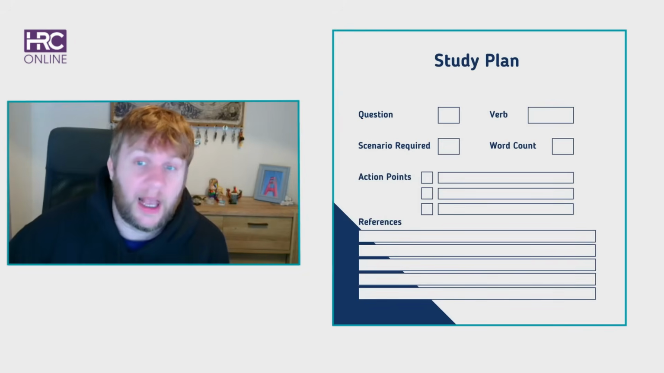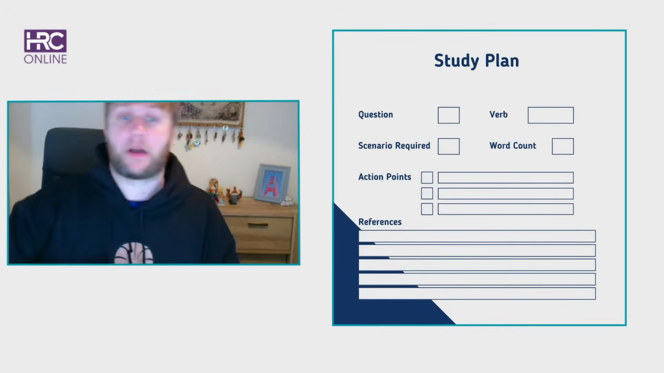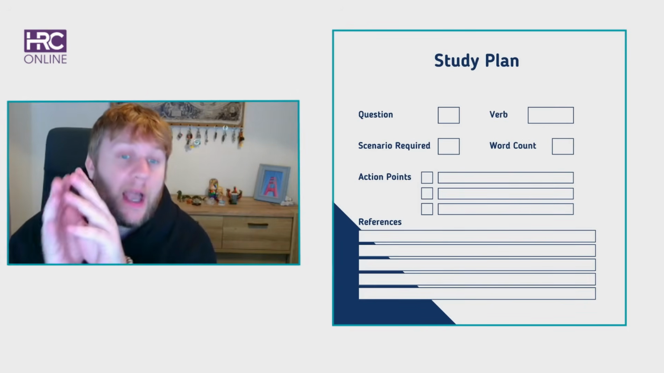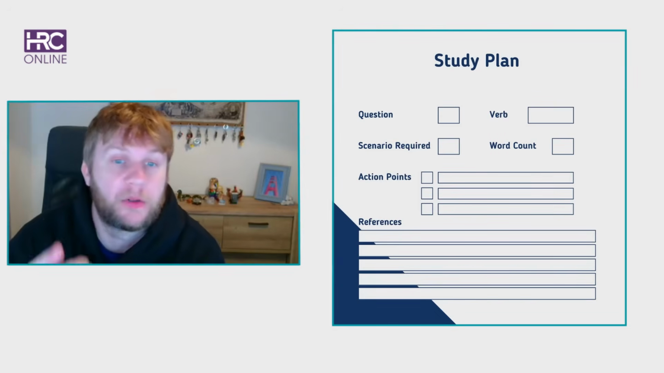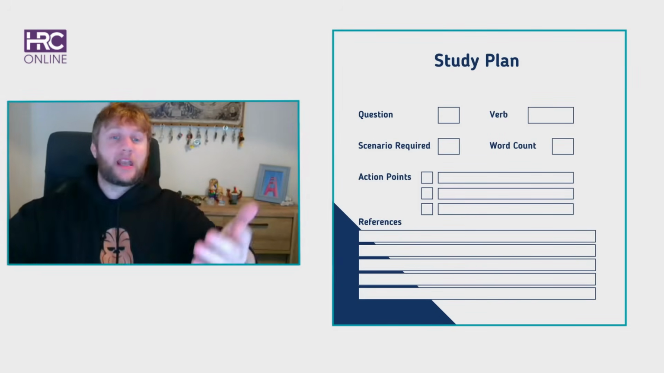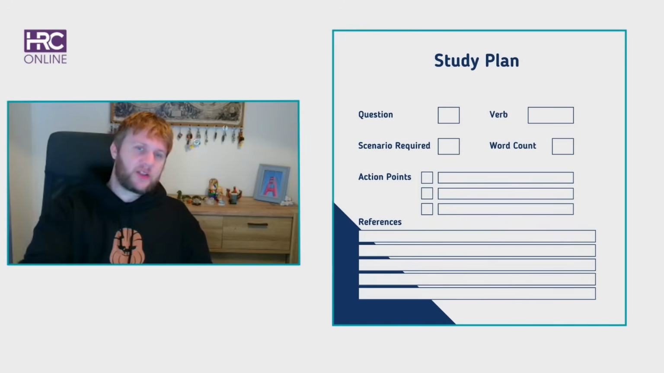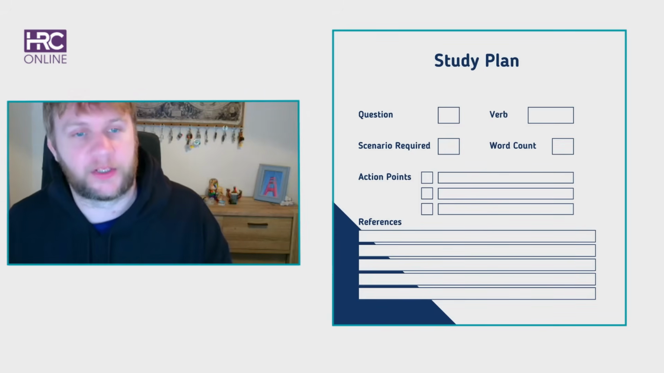So as always, we've got a study plan for you to follow. By all means, pause the video, copy this down, don't mind, steal it. This is just how we plan out how we're going to give you advice on these questions. So we use what's called a study plan. And so the question is AC 1.2, the verb is evaluate. The scenario required, yes, is essential within this particular unit. What is your word count? Your word count is 414 words.